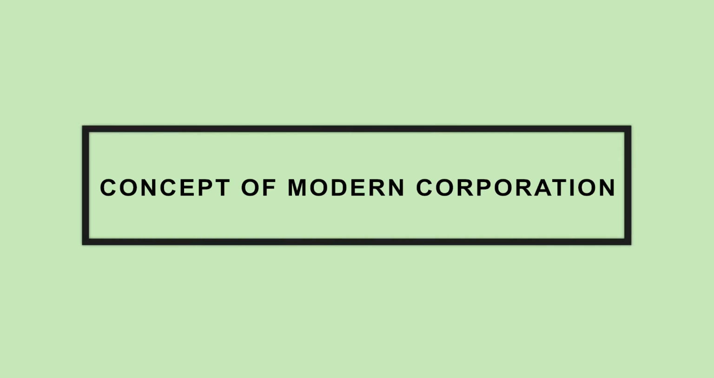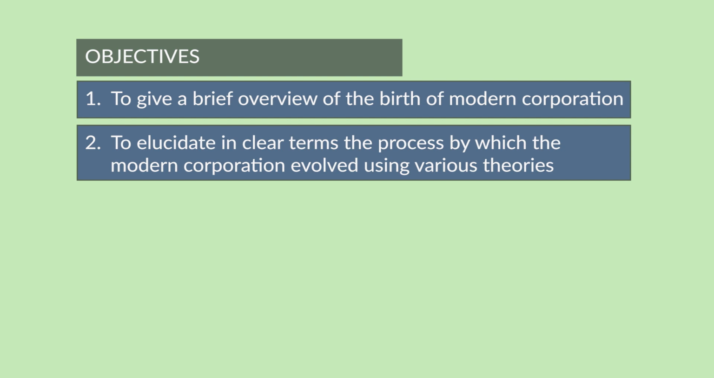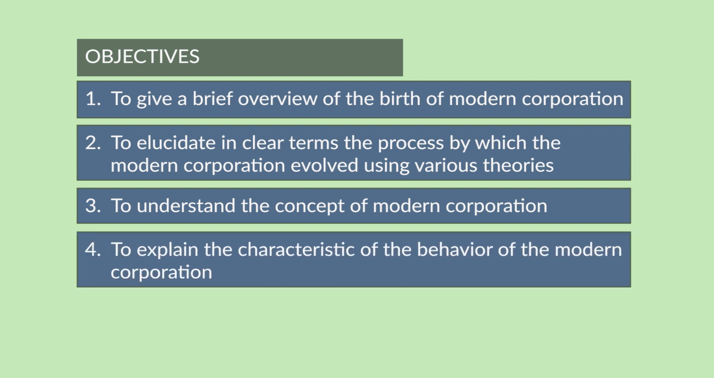In today's module, we are going to learn about the concept of modern corporation. The objectives of this module are to give a brief overview of the birth of modern corporation. We would like to elucidate in clear terms the process by which the modern corporation has evolved using various theories. And then we would proceed to understand the exact notion of what modern corporation is all about, and we would also like to explain the characteristics of the behavior of modern corporation.